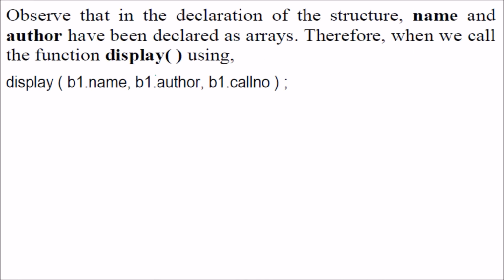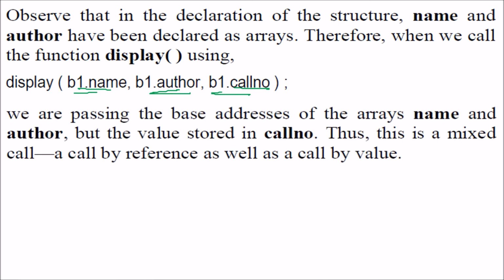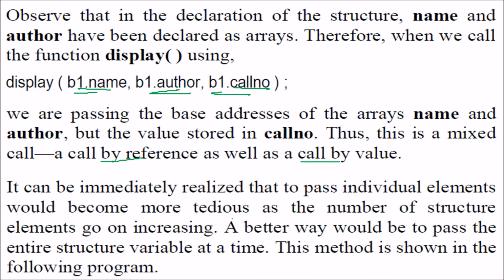And now we see here that B1.name we have taken as *s, this is taken as *t, and this is taken as n. So these two are called by reference because we are passing the address, and this is called by value. So this is a mixed call by reference and call by value, both are there.